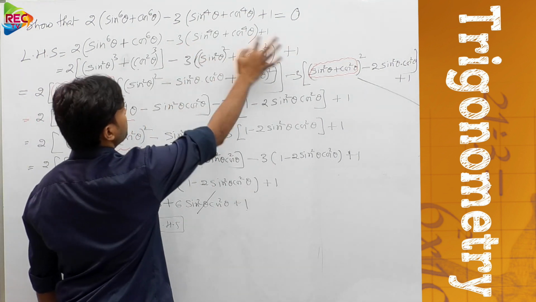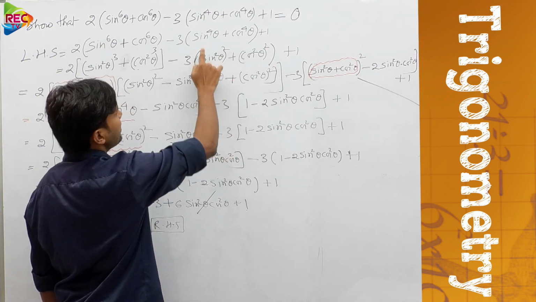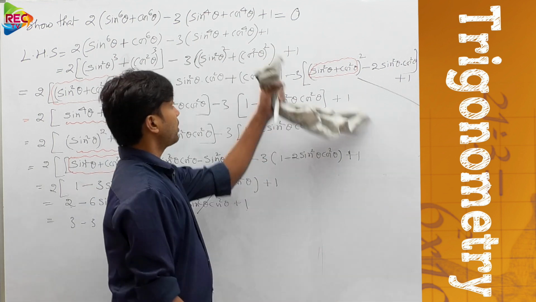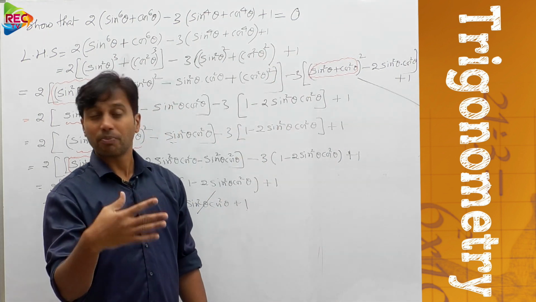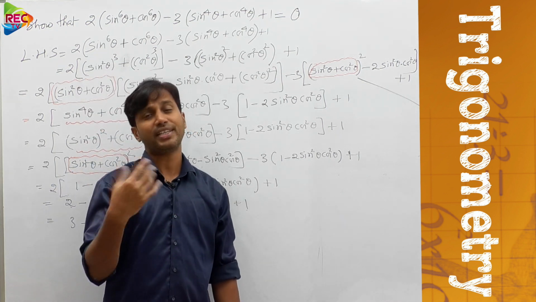Now coming to this bracket, how did we expand it? This is in the form of what? Sin power 4 theta can be written as sin square theta whole square, and cos power 4 theta as cos square theta whole square. So this is in the form of a square plus b square, which can be further written as a plus b whole square minus 2ab.